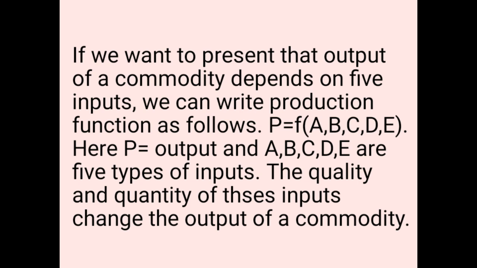Here P equals output and A, B, C, D and E are 5 types of inputs that we are using. We are going to do processing on that with the use of technology, and finally we are going to get our output. The quality and quantity of these inputs change the output of the commodity. As we had studied earlier, the same point is repeated over here, that quality and quantity of these inputs change the output of the commodity.